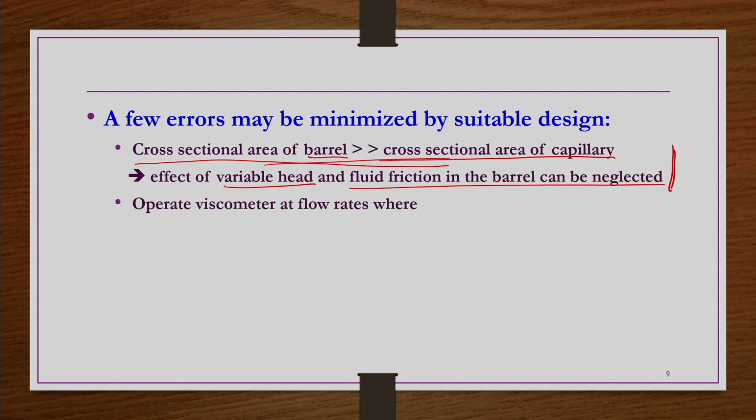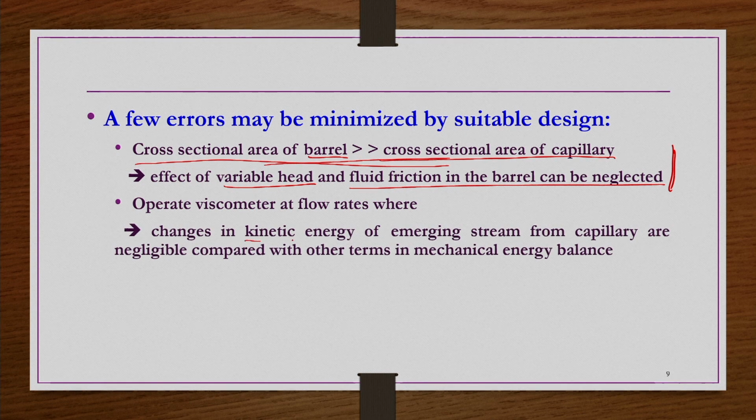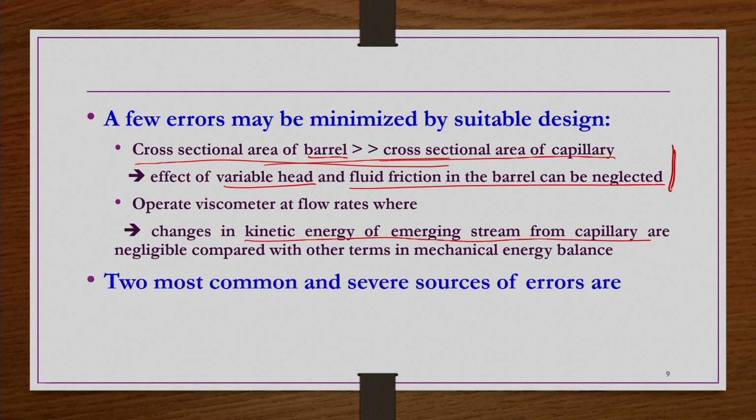Then operate the viscometer at flow rates where the changes in kinetic energy of the emerging stream from the capillary are negligible compared with other terms in the mechanical energy balance. You can do the mechanical energy balance for the barrel and then for the capillary. You can cancel out the term in such a way, or you can choose the flow rate such that the kinetic energy losses because of the fluid emerging from the capillary are very small compared to the other terms in the mechanical energy balance, right. So, that is the other thing. So, after this most of the things have been taken care of.